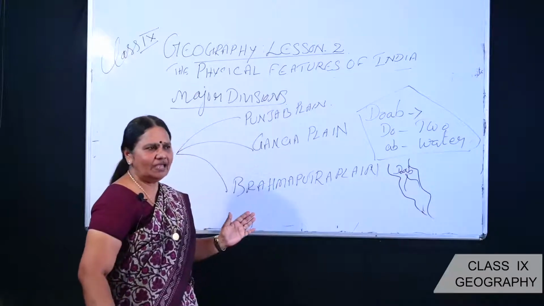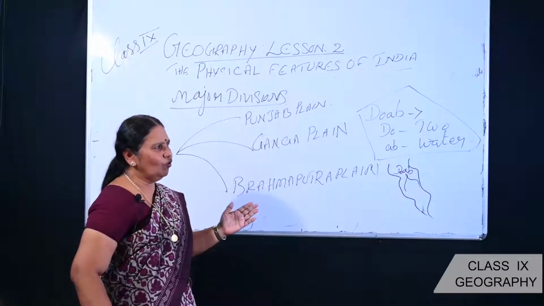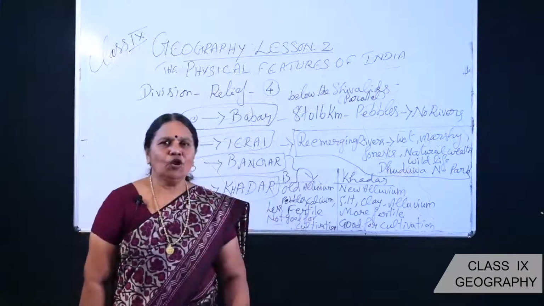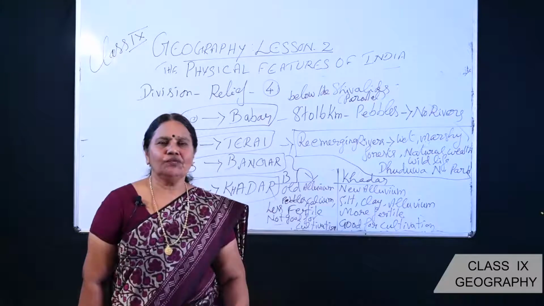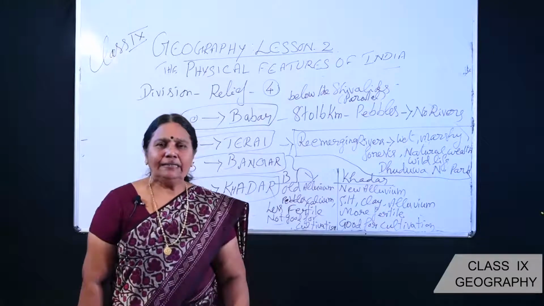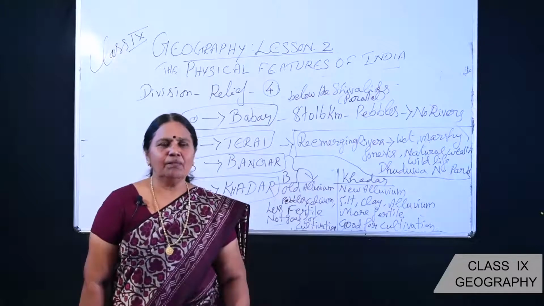That plain area, we already discussed, is noted for rich soil and thick population. The northern plains comprise 3 important plains: the Punjab plain, the Ganga plain and the Brahmaputra plain.